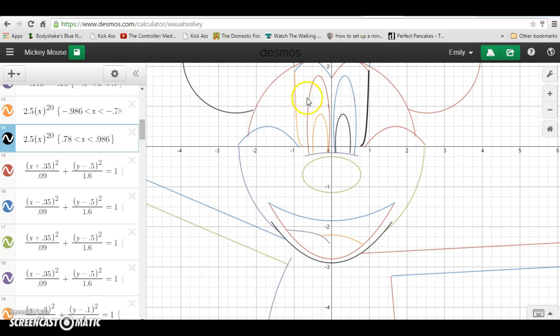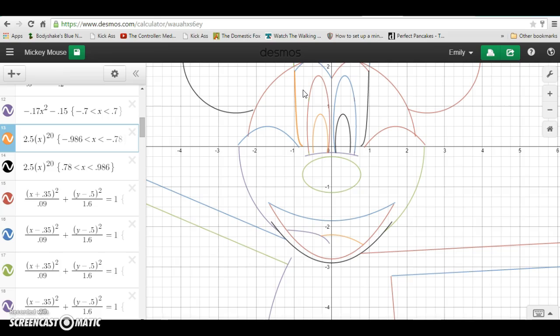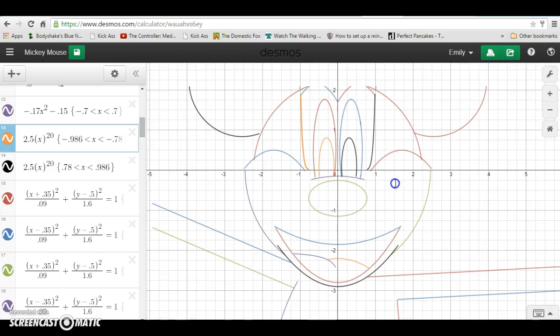had this portion. Then again, I created the same function and restricted the domain so that it would be on the opposite side of the y-axis by restricting it to negative 0.986 is less than x, which is less than negative 0.78, so that I wouldn't have the line in the middle of Mickey's face. So I ended with the function 2.5x raised to 20.